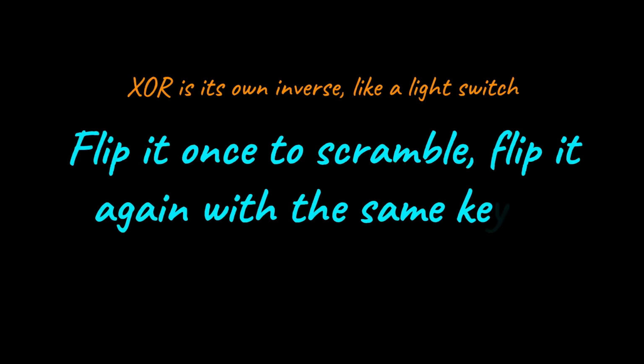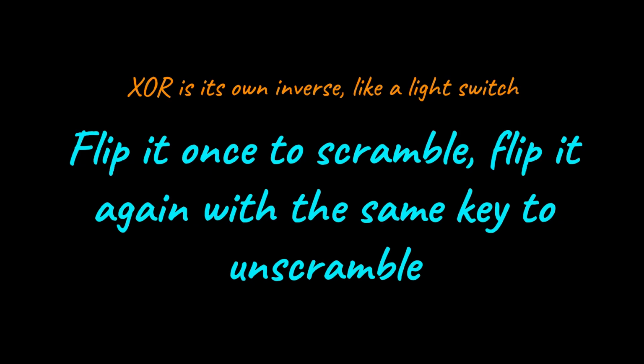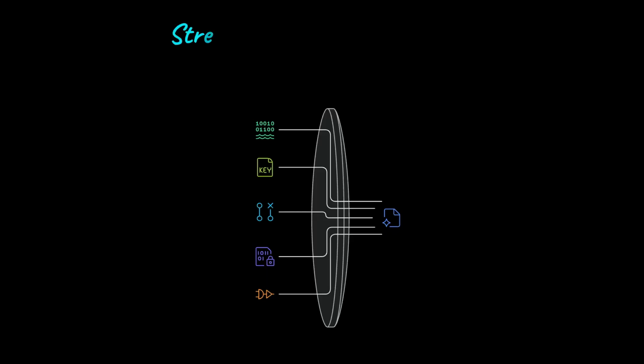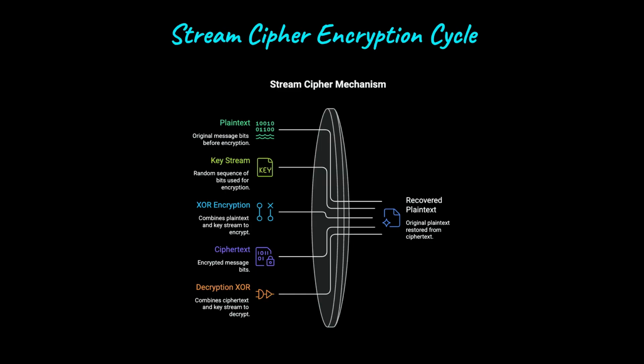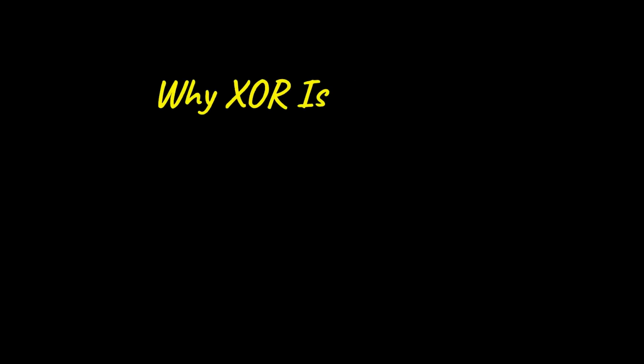XOR's magic is that it reverses itself. Combine plain text with a key bit to get ciphertext. Then combine that ciphertext with the same key bit again, and the original plain text comes right back. This self-reversing behavior powers stream ciphers. The sender XORs plain text with a key stream to get ciphertext, and the receiver XORs that ciphertext with the identical key stream to recover the plain text, using the same operation both ways.